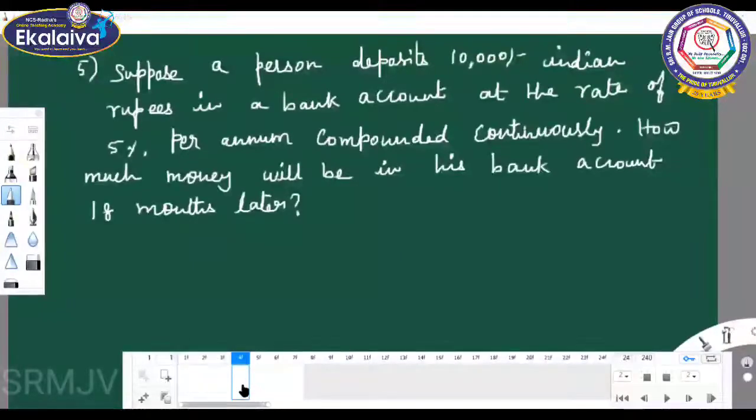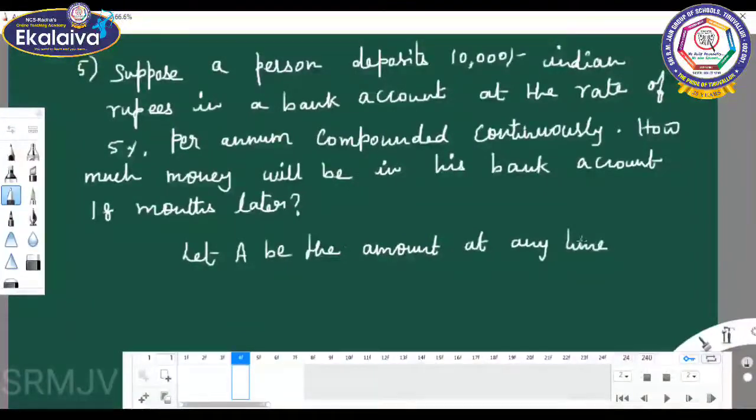5 percent per annum compounded continuously. How much money will be in the bank after 18 months? 18 months means 1.5 years. So let A be the amount at any time t.